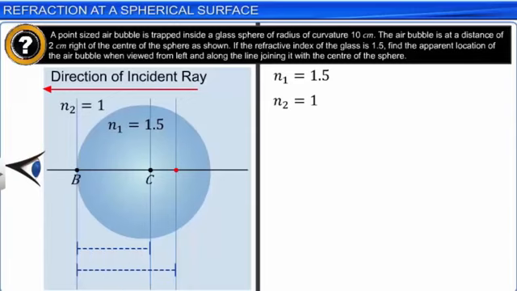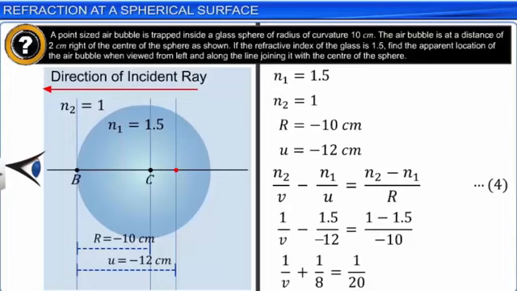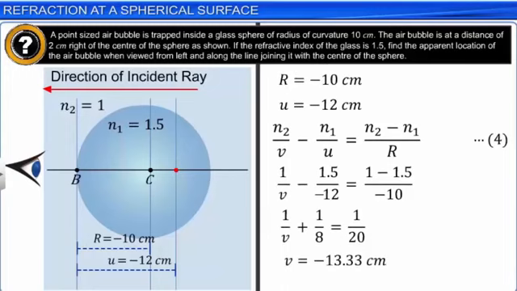Substituting these values in equation 4 and on further simplification, we get V is equal to -13.33 cm. Since the object is in denser medium, after refraction, light rays bend away from the normal. When produced backwards, the image is formed at a distance of 13.33 cm from B.